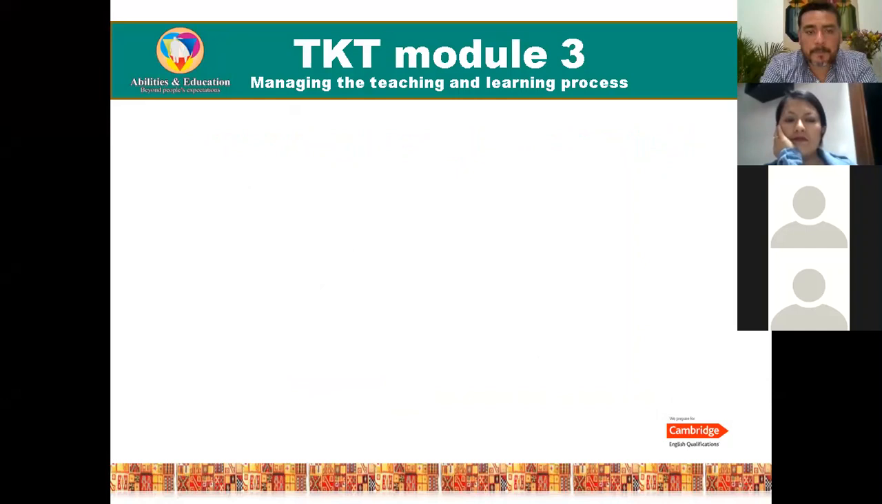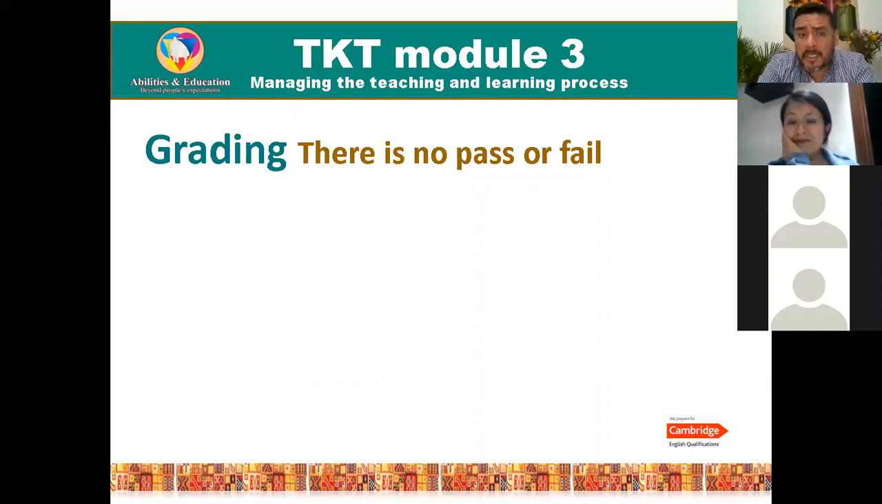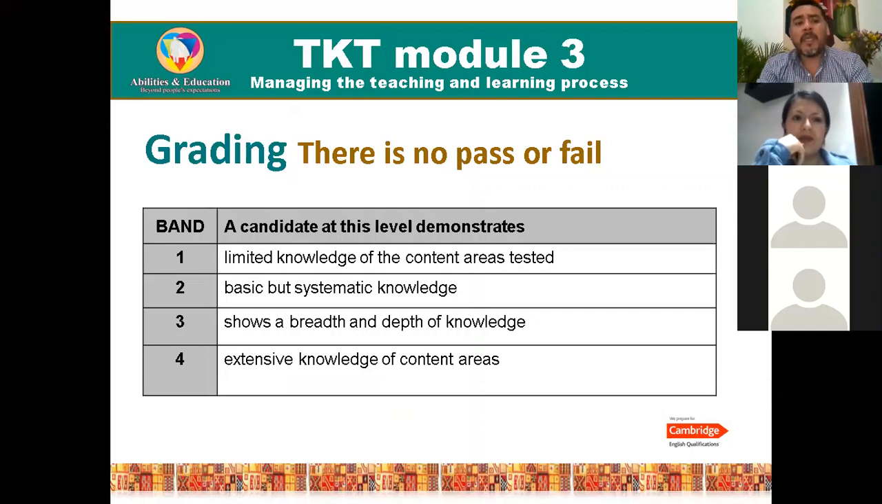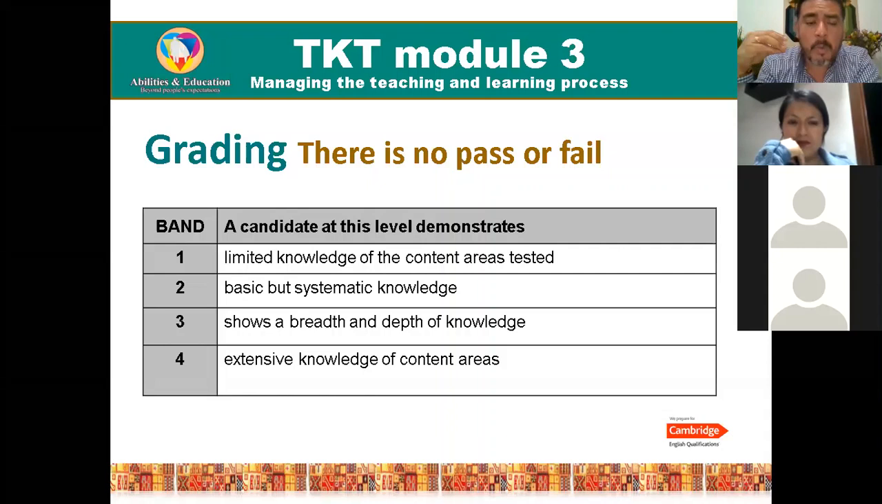One of the good things about Cambridge TKT is that there is no pass or fail. Everybody receives a certificate. All teachers taking the test receive a certificate. In the certificate, Cambridge will let you know through bands, through numbers 1 to 4, how much you know about teaching issues. The idea is that you get band 3 or 4, right?